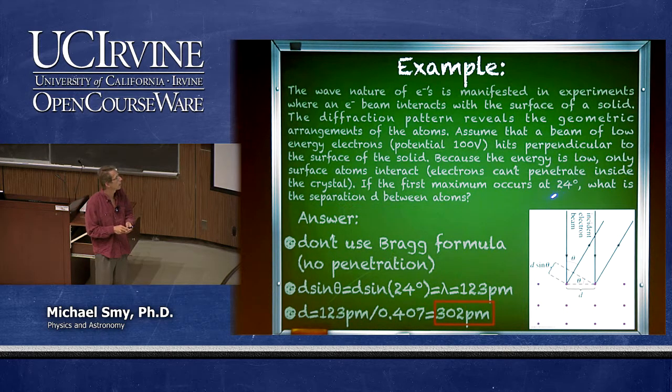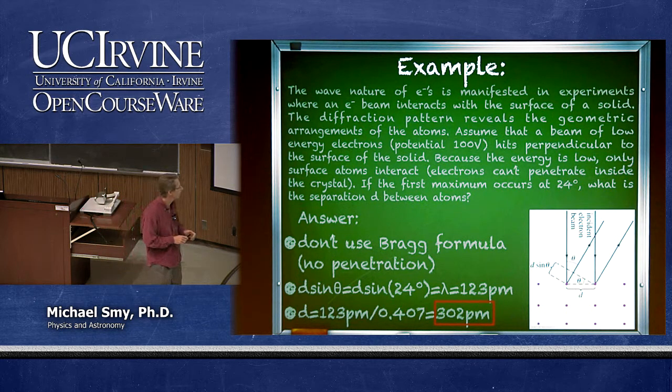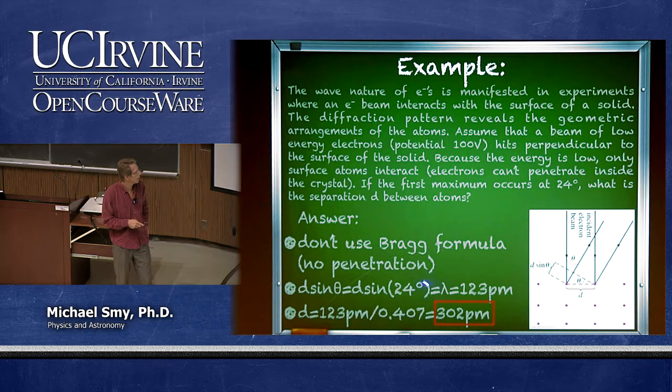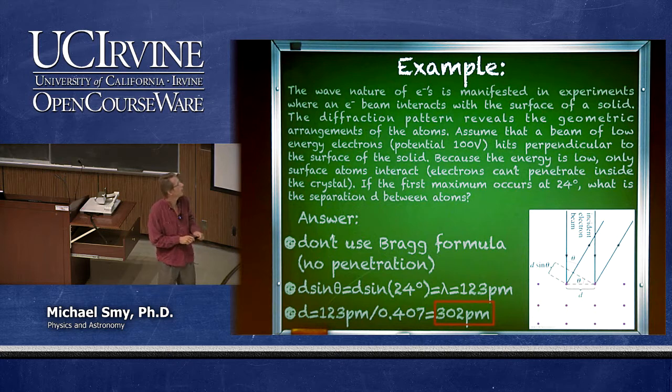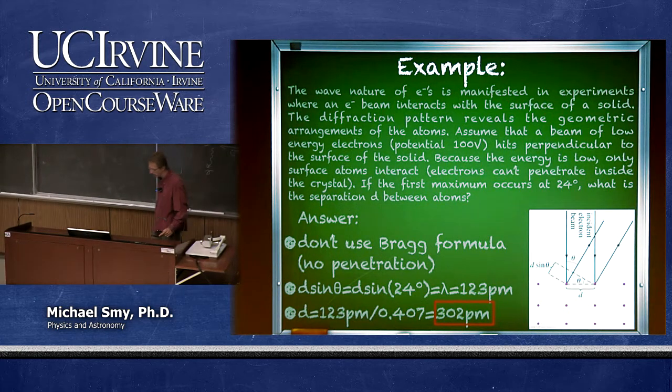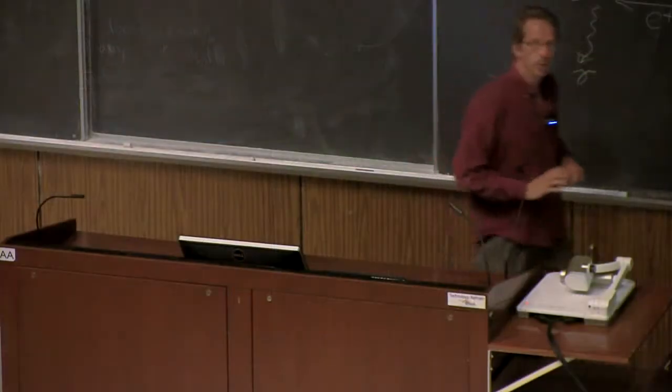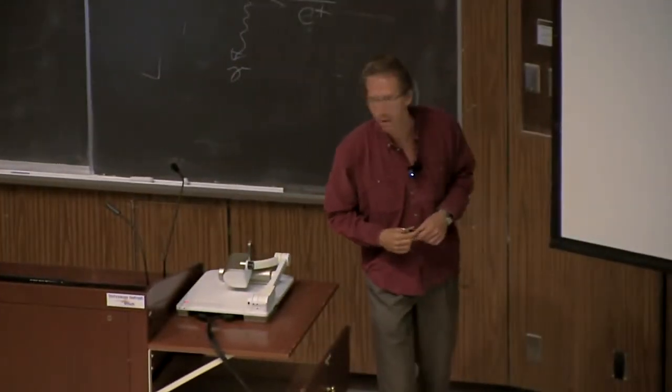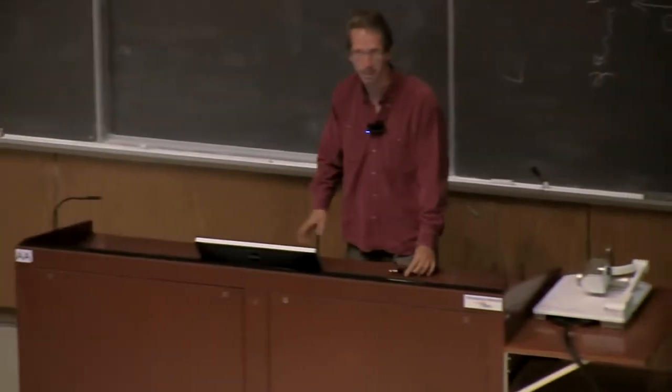And since we know that theta is 24 degrees, and the lambda we know is 123 picometers from the previous example, the d is 123 picometers divided by the sine of 24 degrees, or 0.407. And that means that the spacing of the atoms is 302 picometers. So we can calculate diffraction patterns from electrons just like we did for X-rays or for diffraction gratings for light. Let me conclude with this today and talk about the nature of the electron next time. Thank you very much.